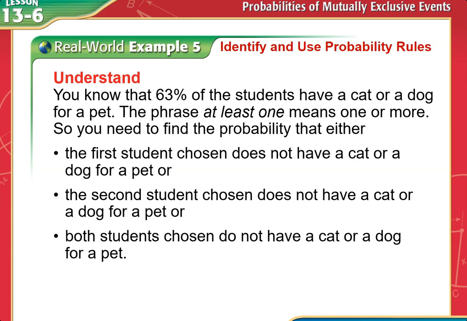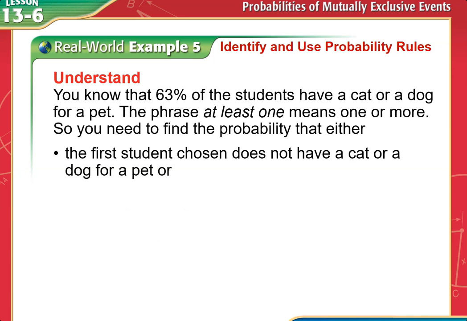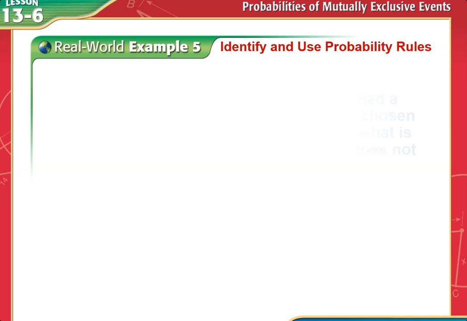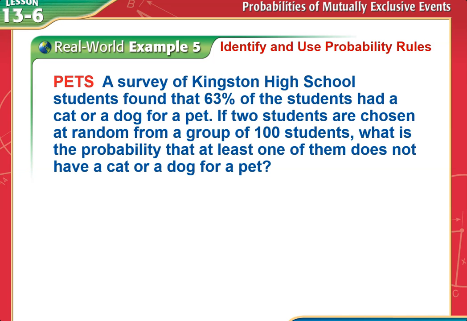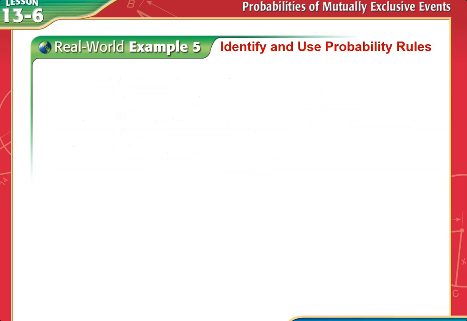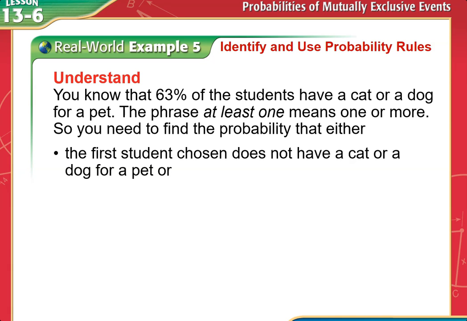Because again, look what we're doing. The question is, let's go back, make sure I understand the question. It says, if 2 students are chosen, what's the probability at least one of them does not have a cat or a dog? At least one of them. That means 1 or more. So we have to find 3 different probabilities, and then we're going to be adding these things up.